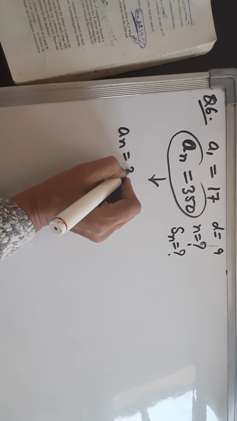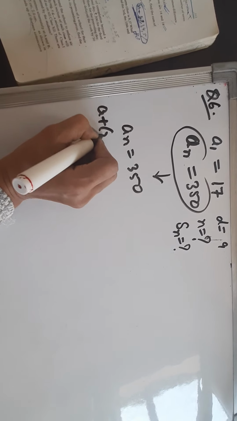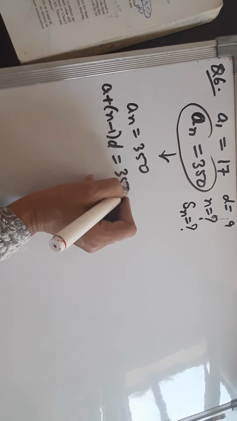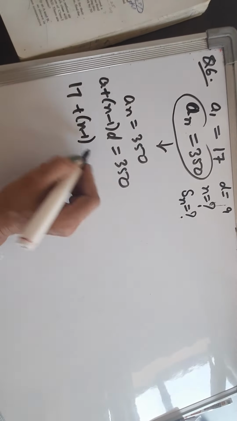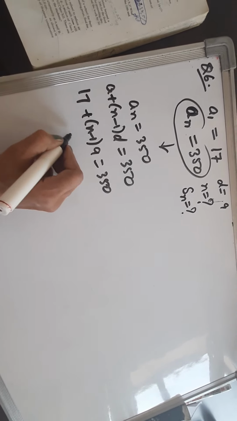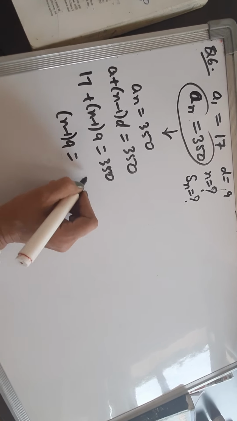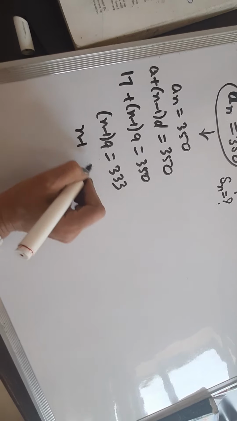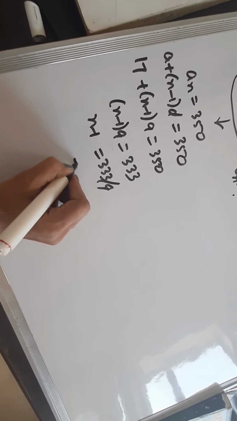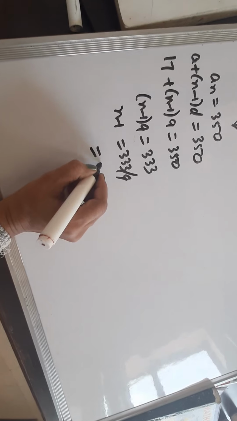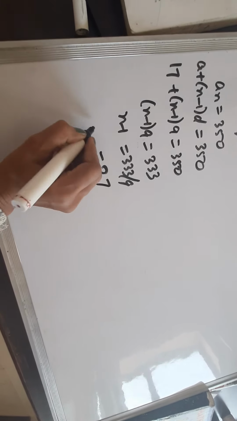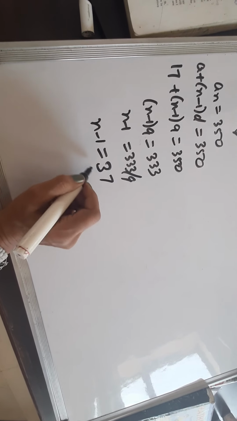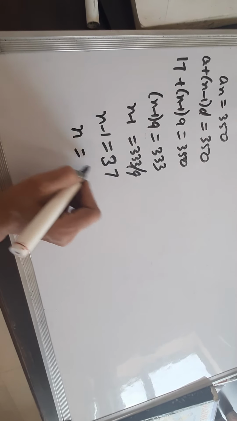So an is equal to 350. Put the value: a plus n minus 1 into d is equal to 350. First term we have, common difference we have. So from here you will get the value of n minus 1 as 333 divided by 9. This will be 3s are 27 and 7s are 63. So n minus 1 is 37. So n will be 37 plus 1, 38. So from here you will get the value of n.